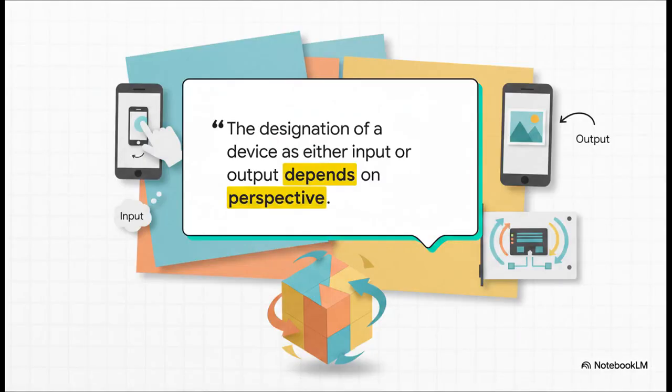But here's where it gets really interesting. Some devices can actually do both. They're bilingual. Just think about the touchscreen on your phone. You use it for input when you tap on an app, but it's also the output device showing you the screen. Or a network card in your computer. It's constantly sending and receiving data. So sometimes it really just depends on your perspective.